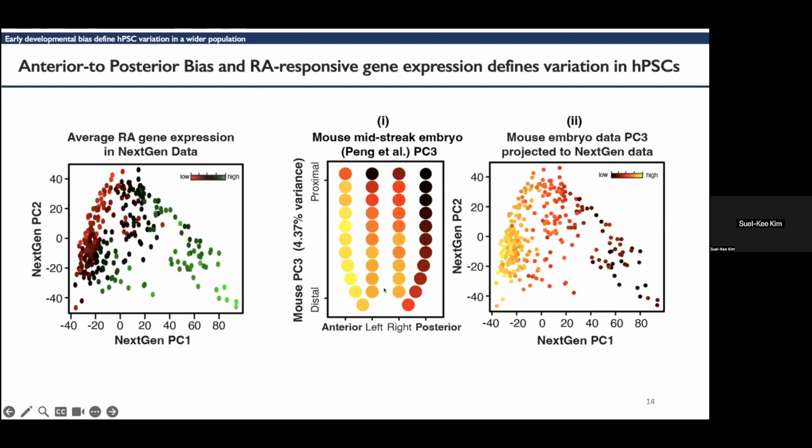the embryo. By projecting this next-gen data, we observed a strong correlation between the anterior bias in lines with low PC1 values and the posterior bias in lines with high PC1 values. And this finding indicates that transcriptomic variation in pluripotent cell lines aligns with the developmental anterior to posterior axis.